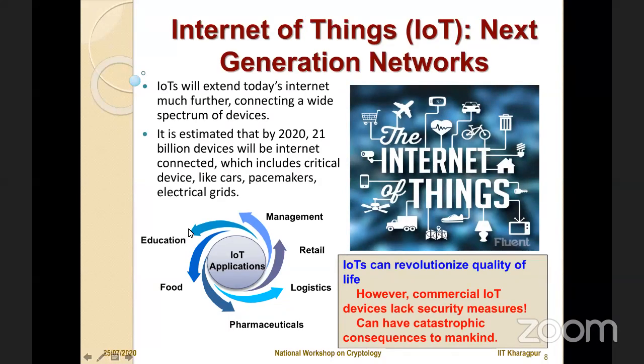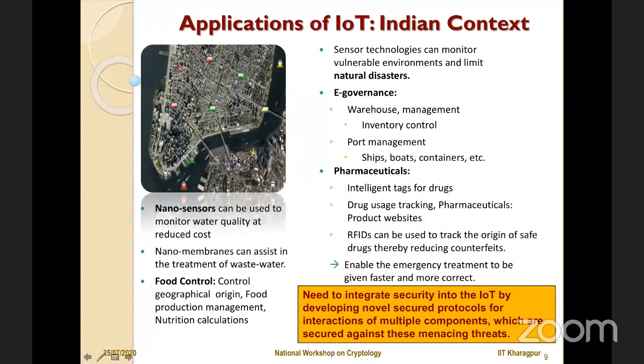But the point, which gives us a lot of opportunities, is that many of these commercial IoT devices lack security measures and therefore can have catastrophic consequences to mankind. In the Indian context, IoTs also have very promising applications in terms of water control, food control, governance, drug controls, and so on. But again, the baseline is that we need to integrate security into the IoT by developing novel secure protocols for interactions of multiple components, which otherwise can leave menacing threats.